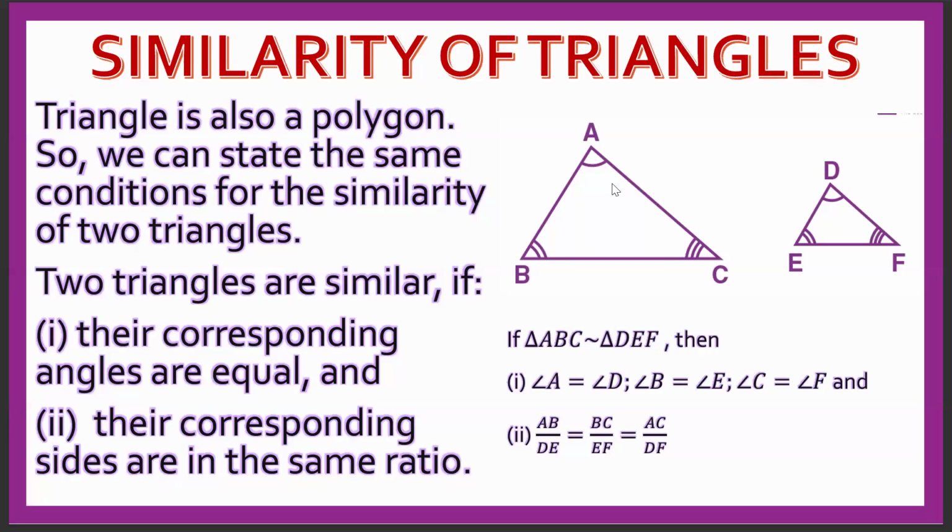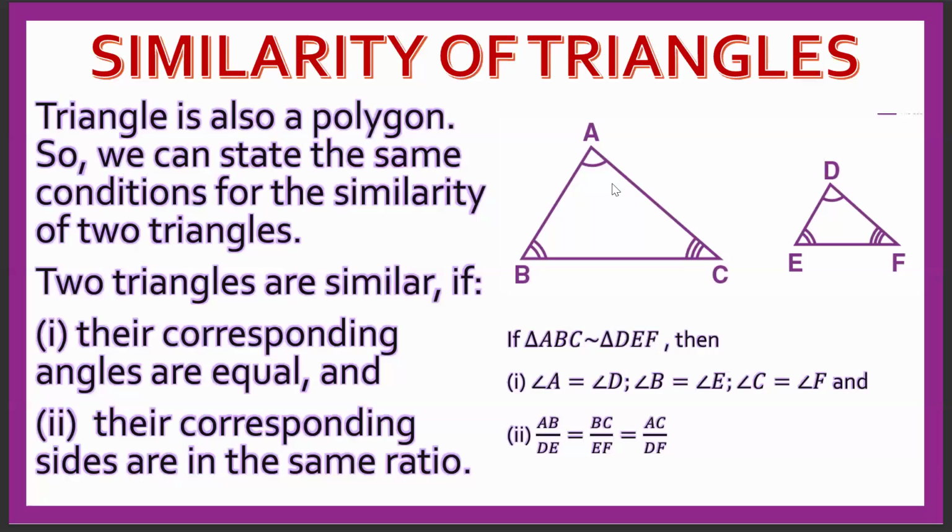But in the case of congruency, the ratios are also equal because they have 1:1:1 equal ratios. So in the case of congruency, the second condition, that the sides are in the same ratio, is also fulfilled, and the first condition is also fulfilled.